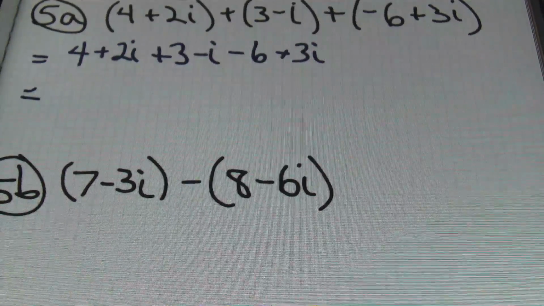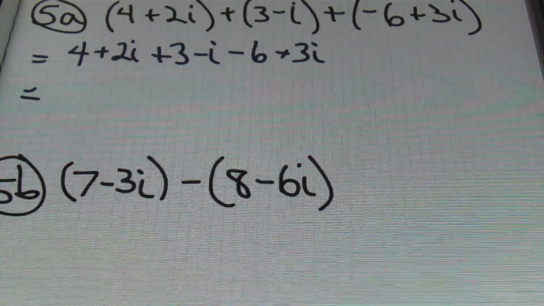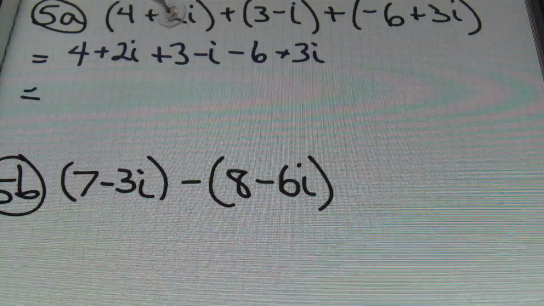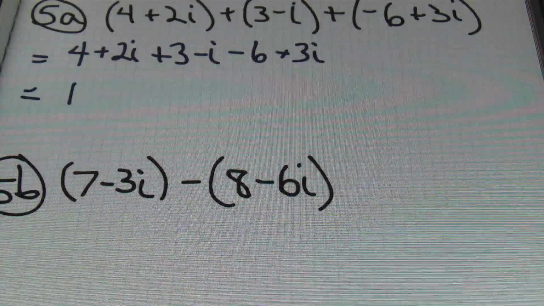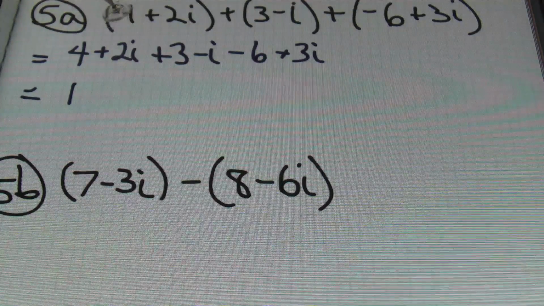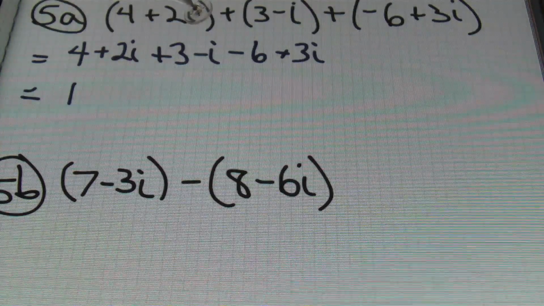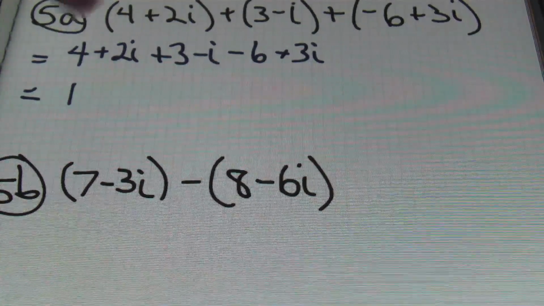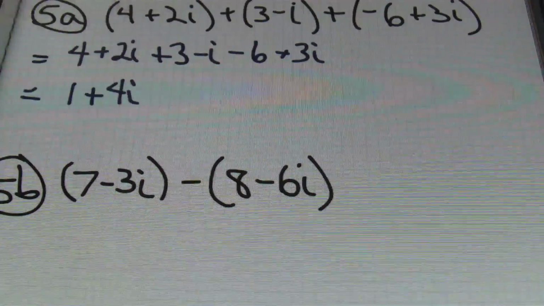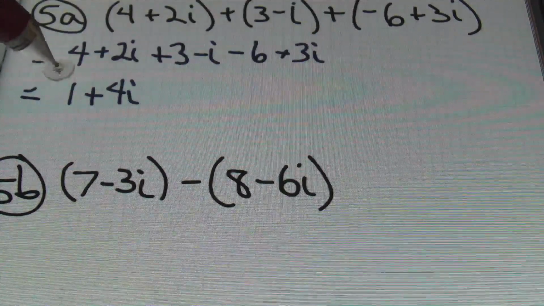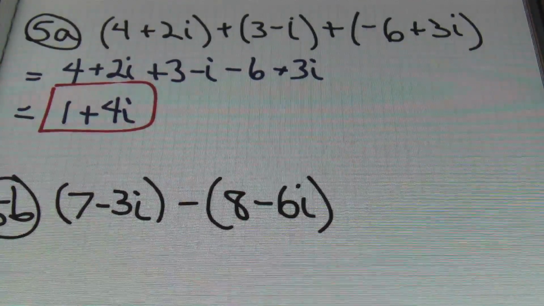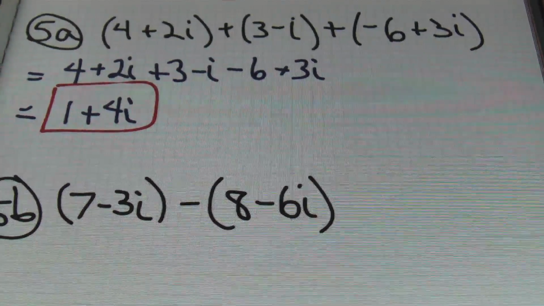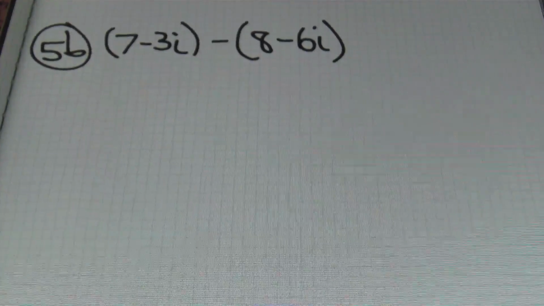All right, so combine all the real numbers first. So I have 4 plus 3, which is 7. 7 minus 6 gives me a positive 1. Then combining the imaginary numbers together, I have 2i minus i, which is i, and then i plus 3i gives me 4i. So my result here is 1 plus 4i, and that's it. That's 5a, ladies and gentlemen. Done and done. Now moving on to problem 5b.